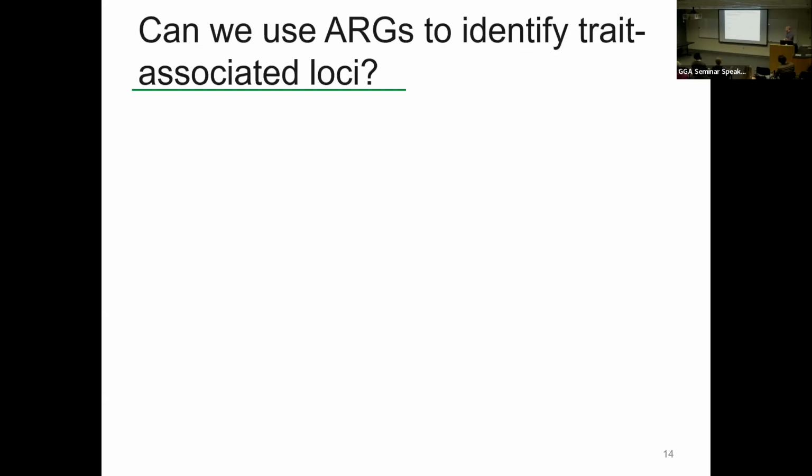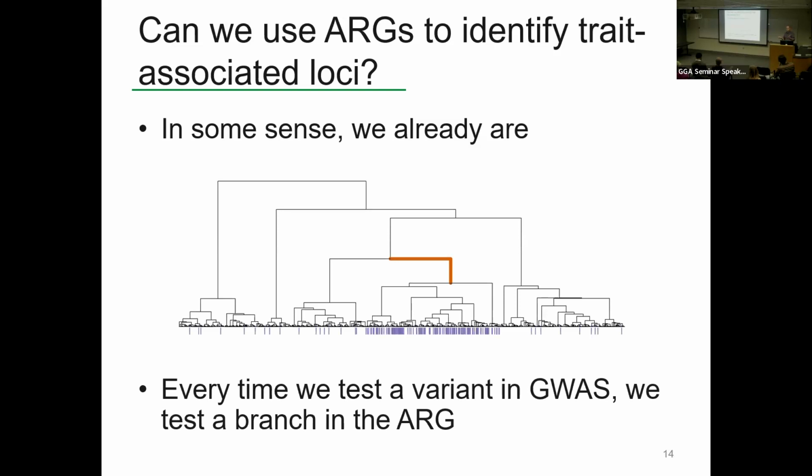So the question is whether we can use ARGs instead to identify trait-associated loci. And I'll say more about what I mean by that, because that's not really a good question, because anytime you use genetic data, you're already using an ARG, right? If I test a single variant in a GWAS, what I'm doing is testing a branch in the ARG, if you're thinking about things in that way. So the slightly more developed question is, is there something that this representation lets us do that we couldn't do just with the genotypes?